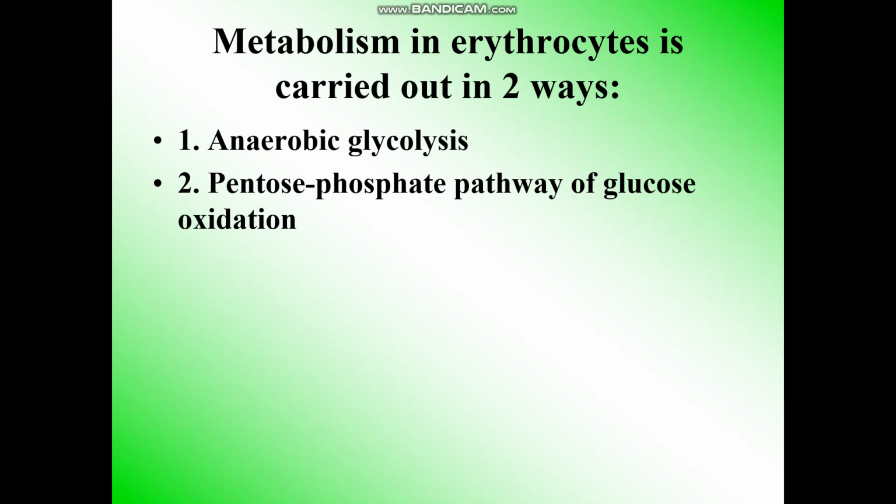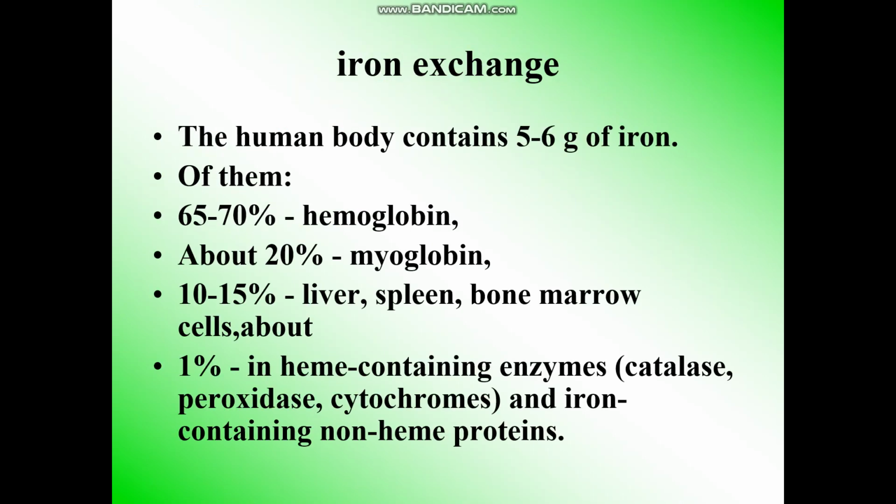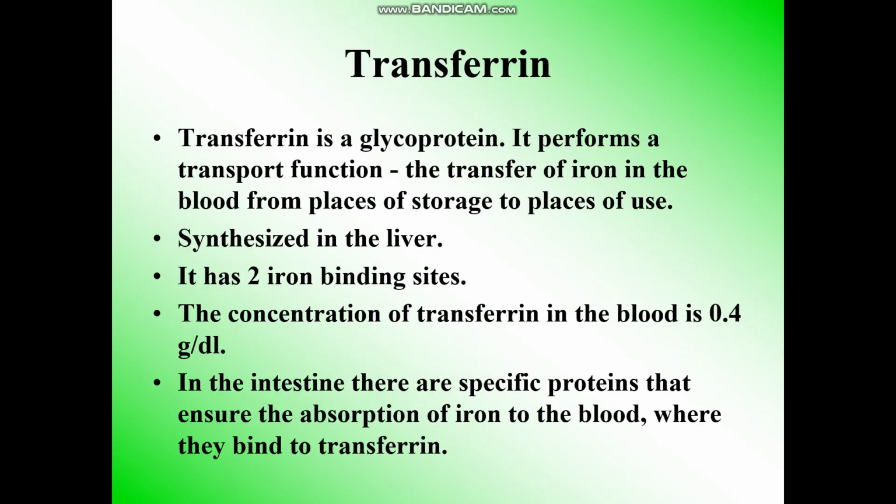Metabolism in erythrocytes is carried out in two ways: anaerobic glycolysis and the pentose phosphate pathway of glucose oxidation. Iron exchange. The human body contains 5 to 6 grams of iron. Of them, 65 to 70% is in hemoglobin, about 20% in myoglobin, 10 to 15% in liver, spleen, bone marrow cells, and about 1% in heme-containing enzymes: catalase, peroxidase, cytochromes, and iron-containing non-heme proteins.